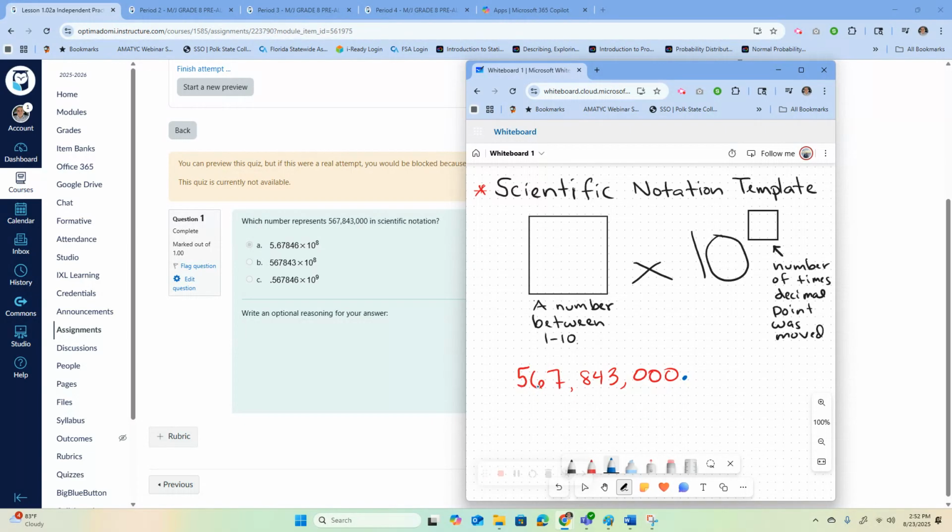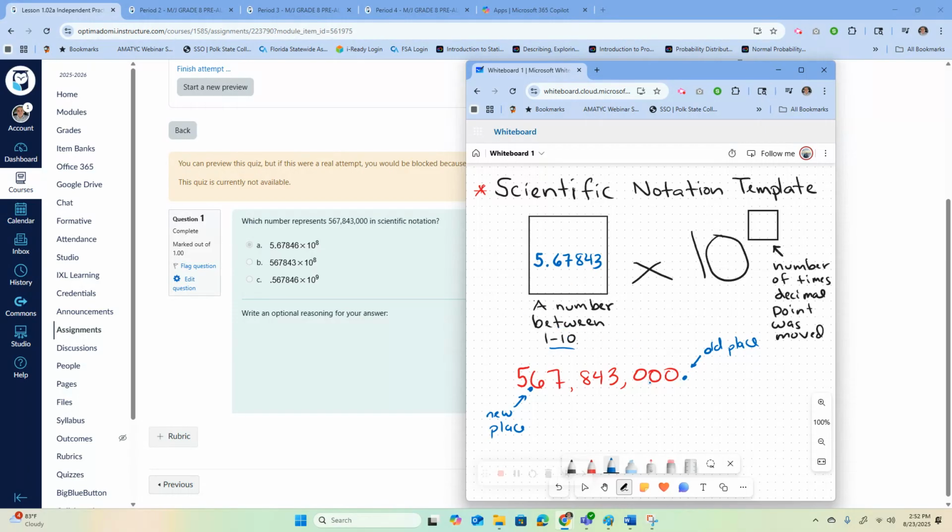So this big number becomes a number between 1 and 10. And that place will be right here between the 5 and the 6. This is the old place, where the original decimal point was. This is where I want it, the new place. And why? Because I want to convert this big number into a number between 1 and 10. So if I put the decimal point in the new place, I'm going to have the decimal number 5.67843. That number's between 1 and 10.